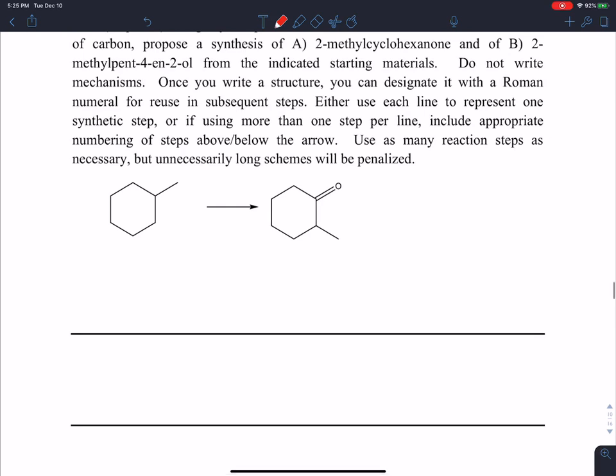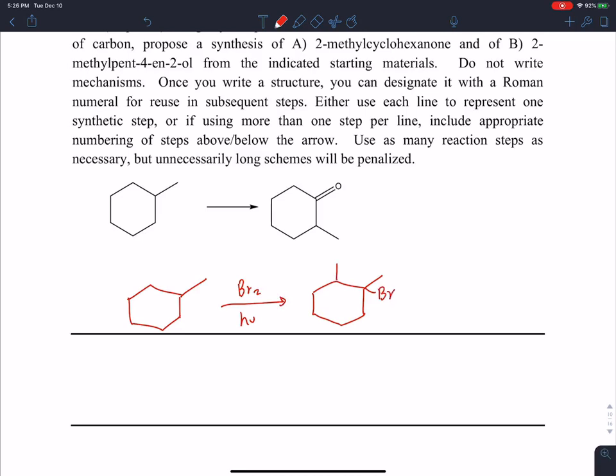Awesome. Next question is a synthesis question. Looking at this, the structure stays the same. All we did was create a ketone right here. You can also do the same thing where the ketone is over here, which is pretty much the same thing. So this is a simple alkane in the beginning. The only thing I can do to an alkane is Br2 and light. If I do Br2 and light, the Br goes on the more substituted spot, just like that.